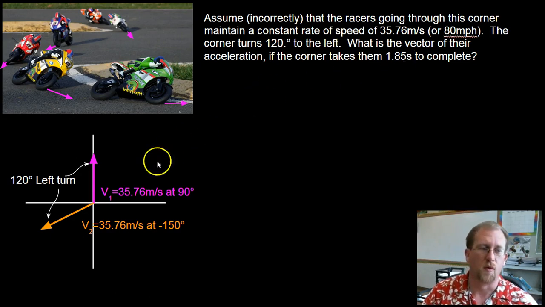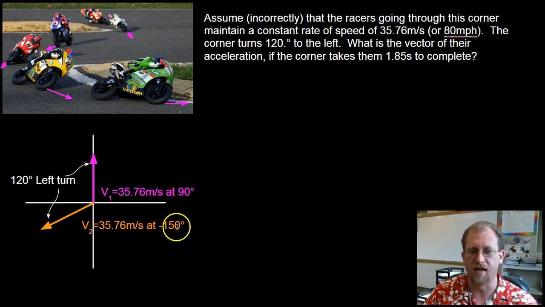Okay, so we have here the initial vector, 35.76 meters per second at 90 degrees positive. I'm going to make that line up straight on the y-axis so that it's easier to deal with. 120 degrees to the left puts me down here, same magnitude, 35.76 meters per second, but at a new degree of a negative 150 degrees.